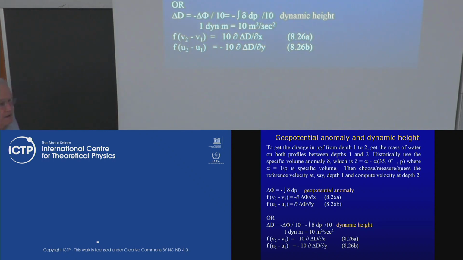So we can do, as I told you before, the determination of the absolute velocity by knowing the velocity at a certain depth. I won't go through this. If somebody wants to go through this and present it at the exam, we can.